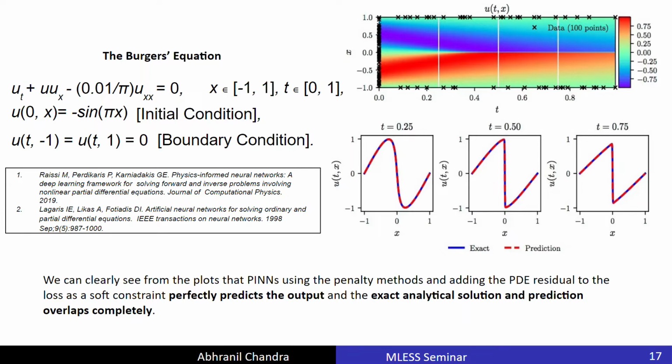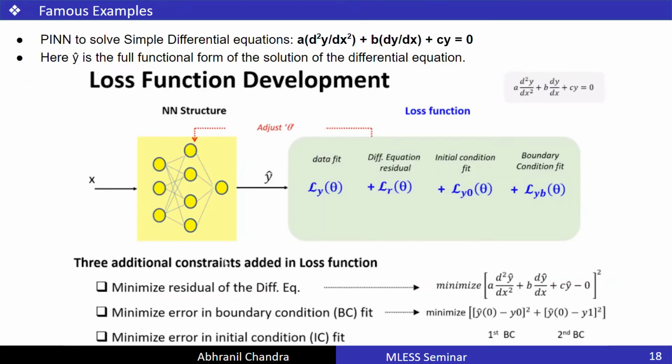We can see that using PINNs with the penalty method and adding PDE residual to the loss term as a soft constraint, the neural network perfectly predicts the output, and the exact analytical solution and the prediction overlap completely as shown in the plots. Now we look into some other famous examples in more detail.